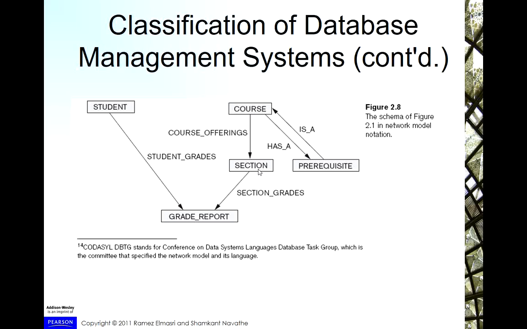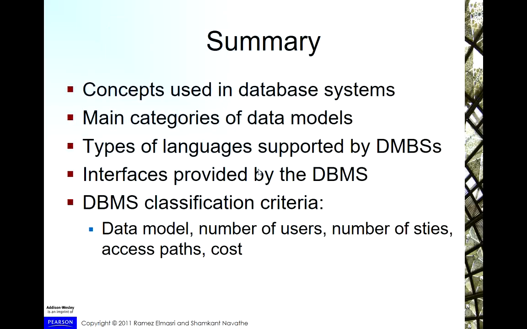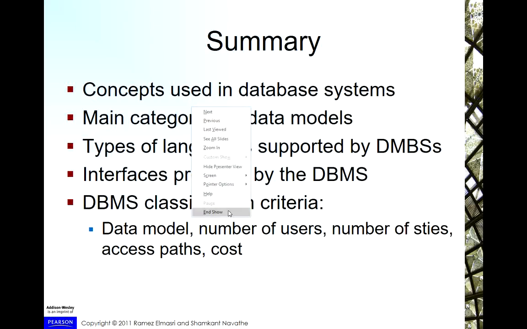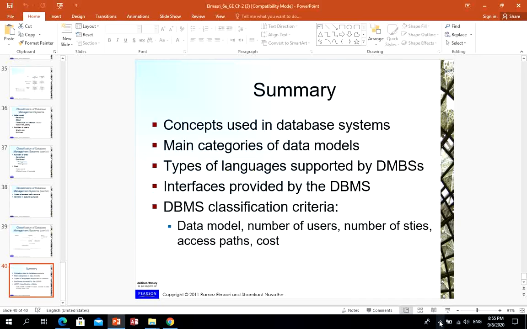So this is it. This is the last slide for this chapter. And in this chapter, we have considered the concepts used in database systems, the main categories of data models, types of languages, interfaces, and classification criteria. Also, we covered data model, different types of users, number of sites, and access paths. And I hope that you review this at your own pace.